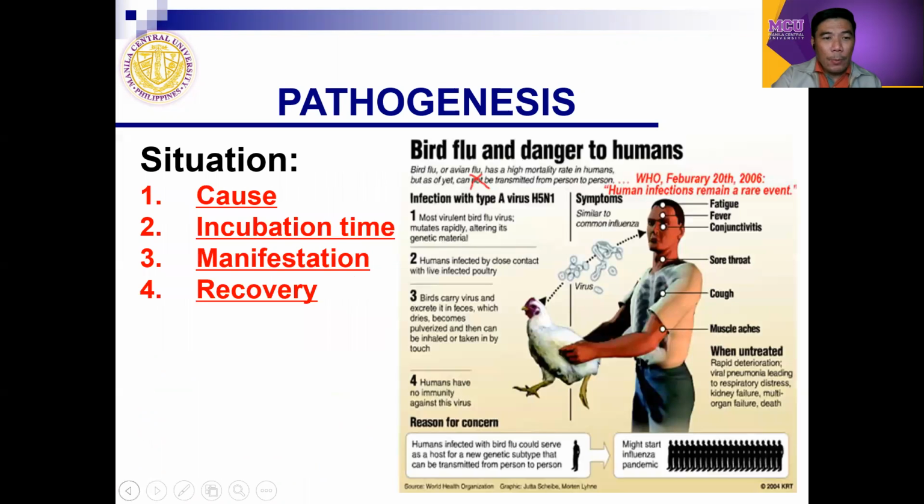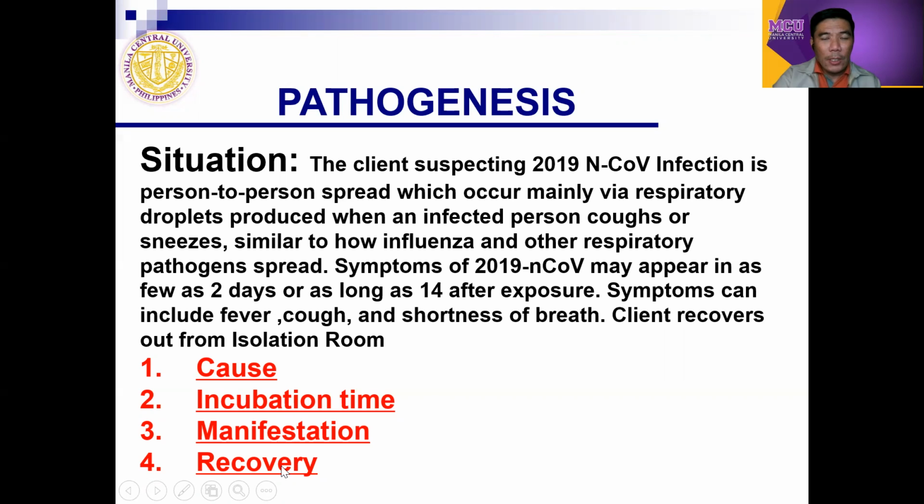If we try to identify the cause, the incubation time, the manifestation, and the recovery, let's start with the cause. The cause is obviously the inoculation of the SARS-CoV-2. The first COVID-19 was identified as 2019 nCoV, but it evolved into SARS-CoV-2, which is the COVID-19 infection. Then the incubation time. The incubation time is the period wherein the virus will multiply. So very obviously we have 2 days up to 14 days. So it covered the time.